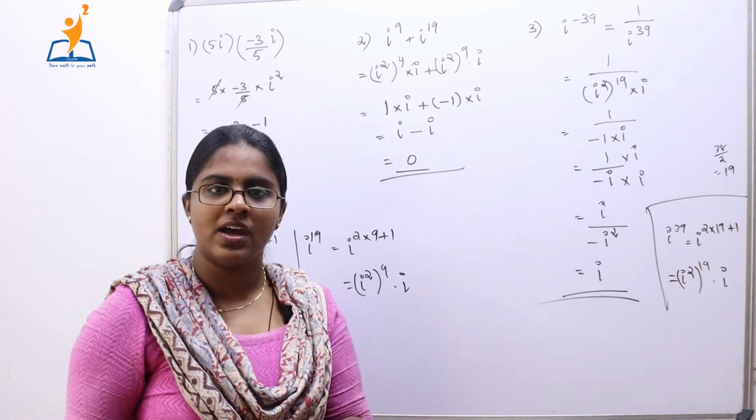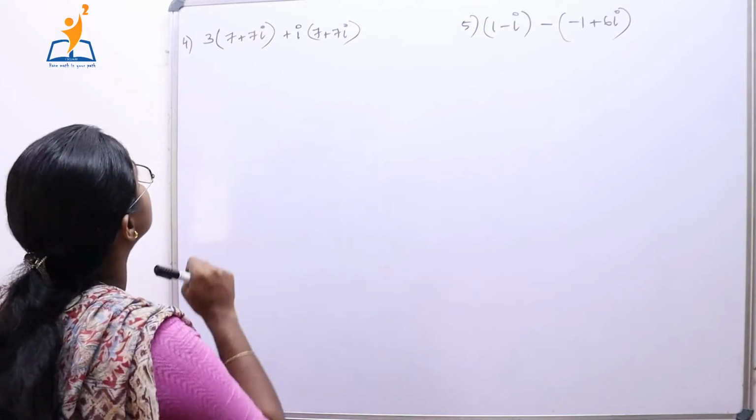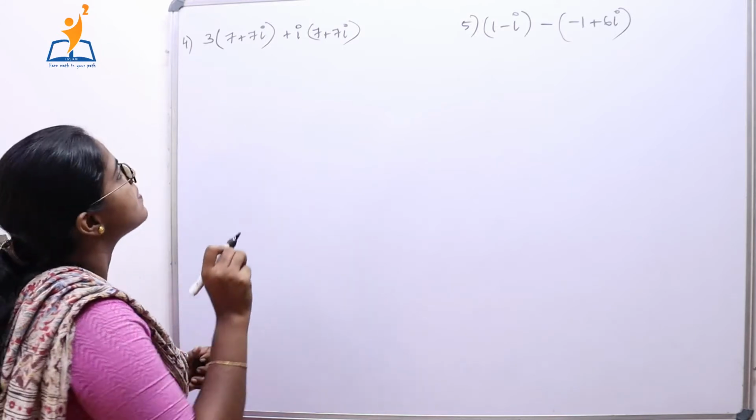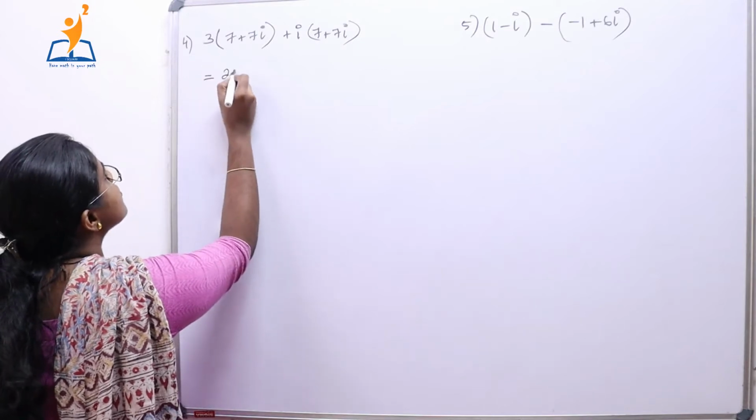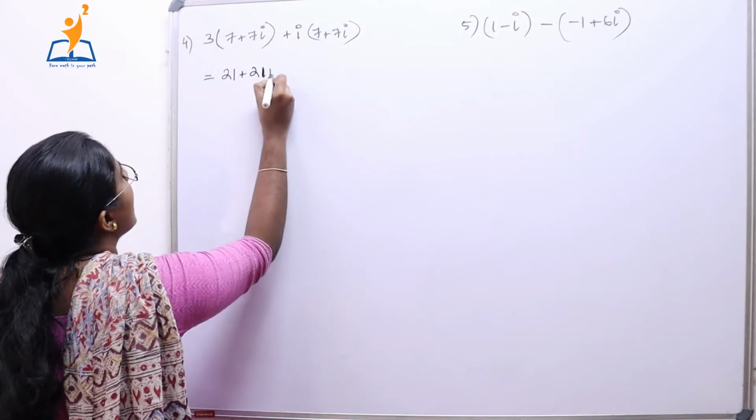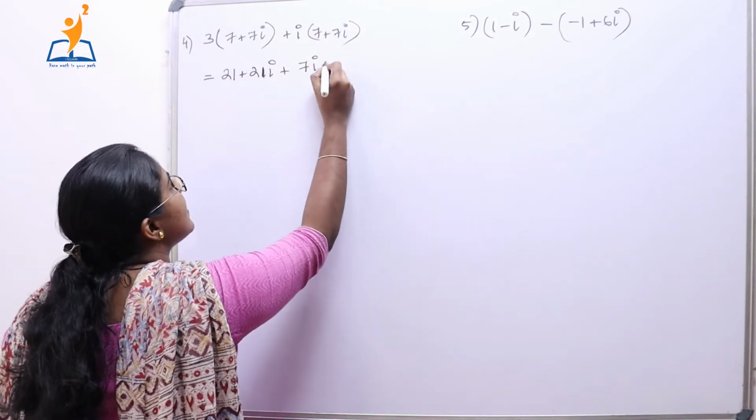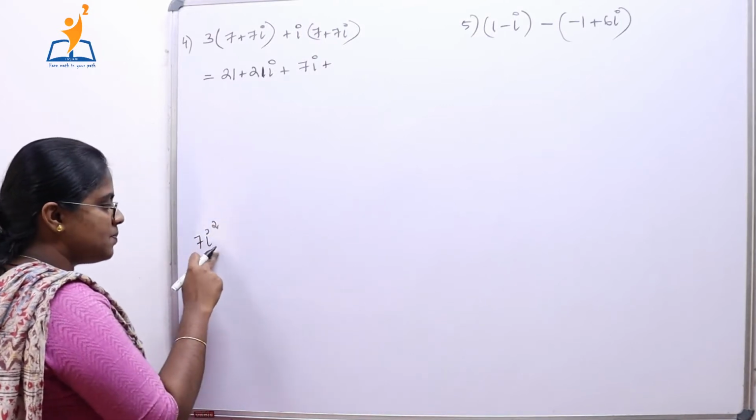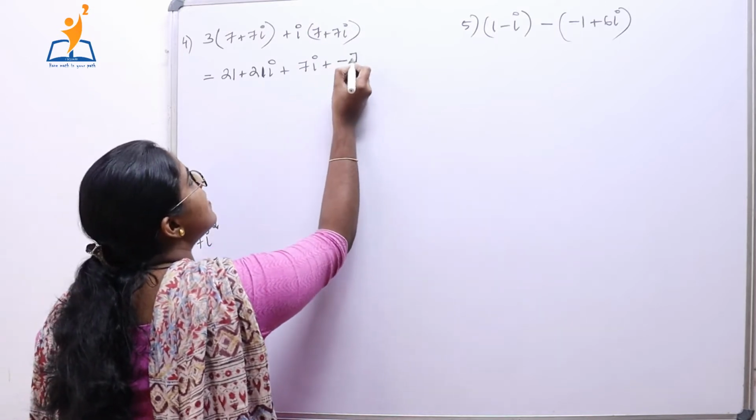Now we will move forward to the next questions. We have 2 more questions to be put in a plus ib form, and the 4th question from this exercise is 3 into 7 plus 7i plus i into 7 plus 7i. So we will just open these brackets to simplify this. That is 3 7s are 21 plus 3 7s are 21i. Plus i into 7 is 7i. Again, i into 7i is 7i square. What is i square? It is minus 1. So 7 into minus 1 is minus 7. So we will write minus 7 here.